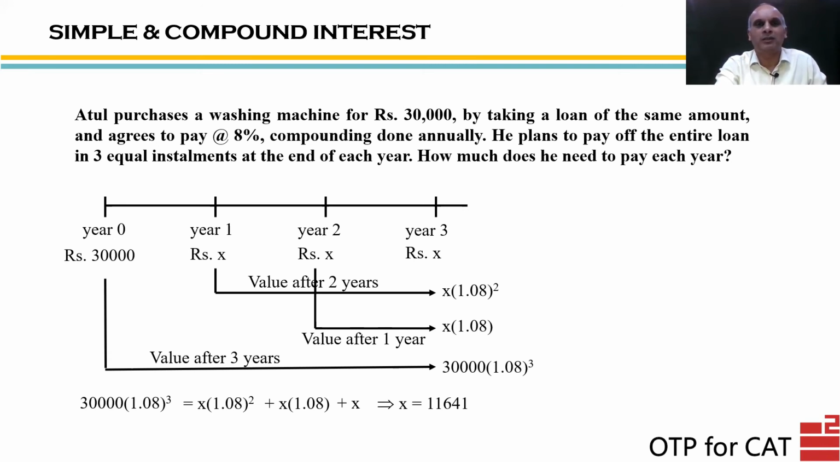What if the question was given that simple interest is being charged, rate of interest being same, 8%, and loan is same, everything else is same? In that case, you will use the formula for future value in case of SI instead of compounding. So I leave that part of the question to all of you. Please do it yourself.